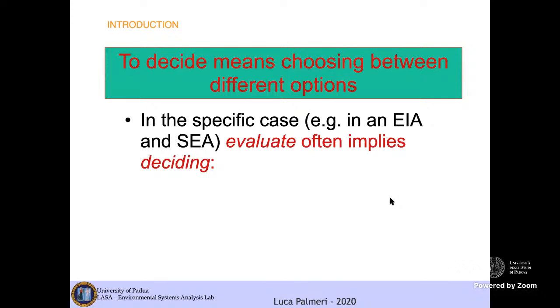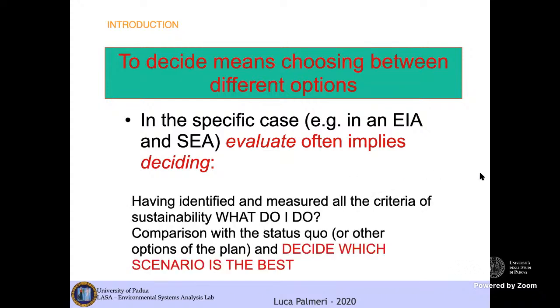So let's start by asking ourselves some of the basic questions concerning decision theory. First of all, we shall ask ourselves what it means to decide. To decide means choosing between different options, which is the typical condition in which environmental impact assessors are requested to choose between different options. In a specific case, for example, in environmental impact assessment or strategic environmental appraisal, deciding means evaluating different options.